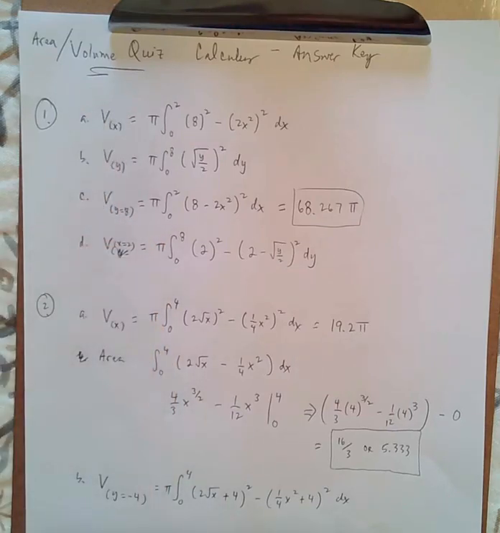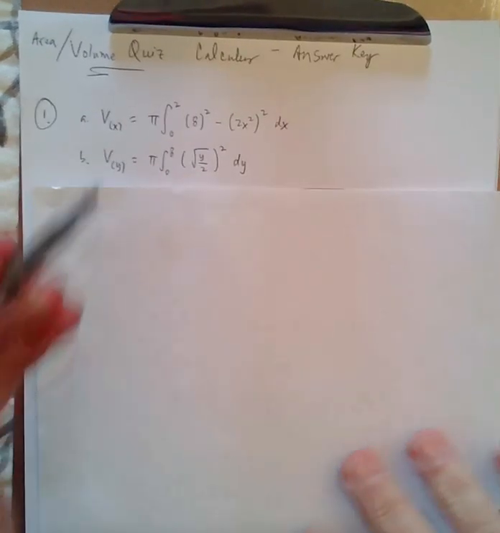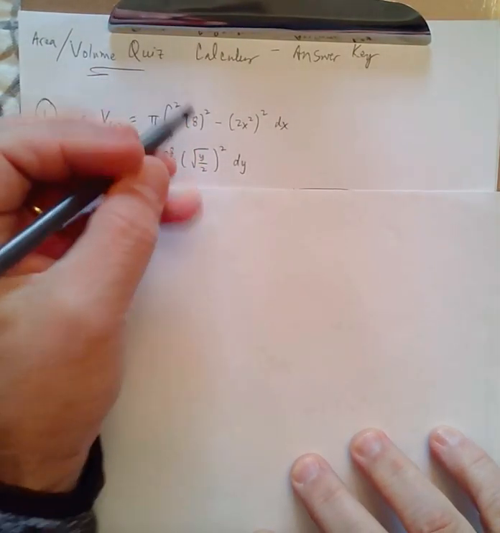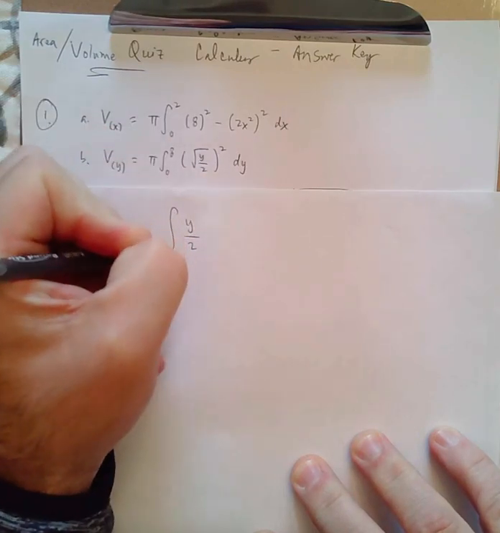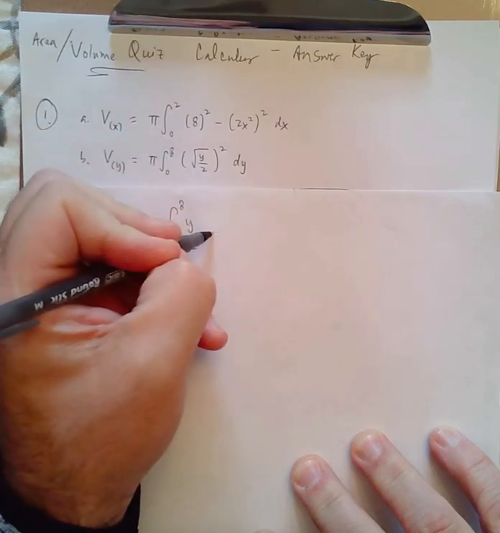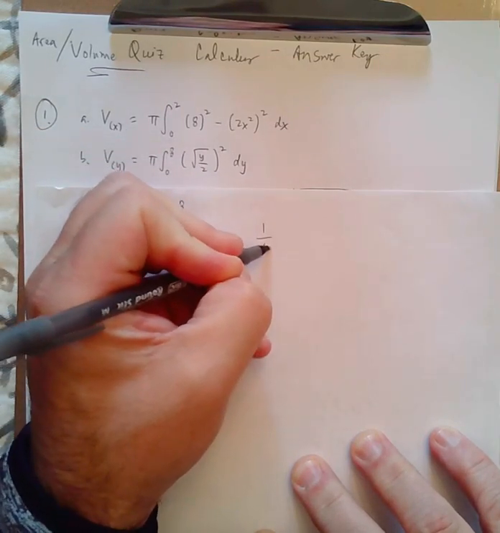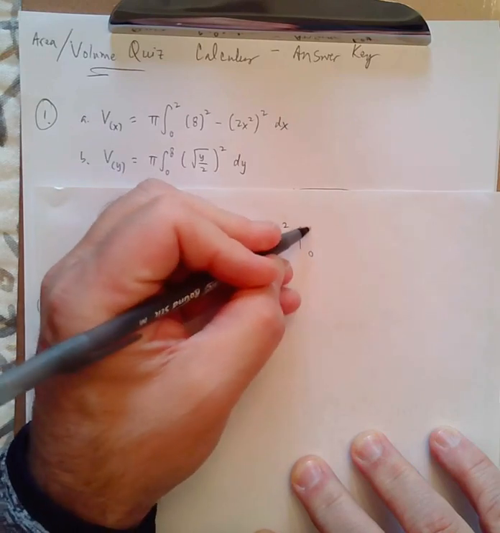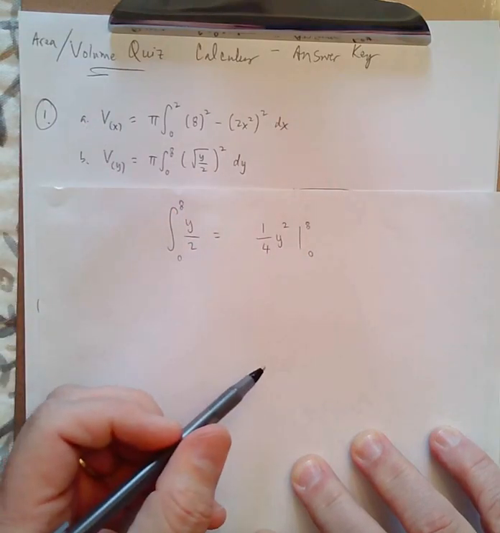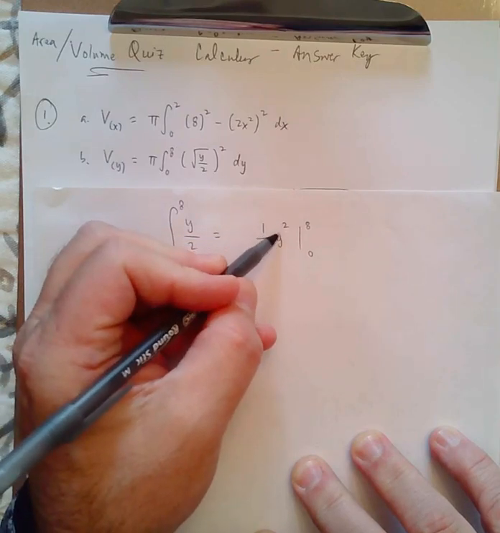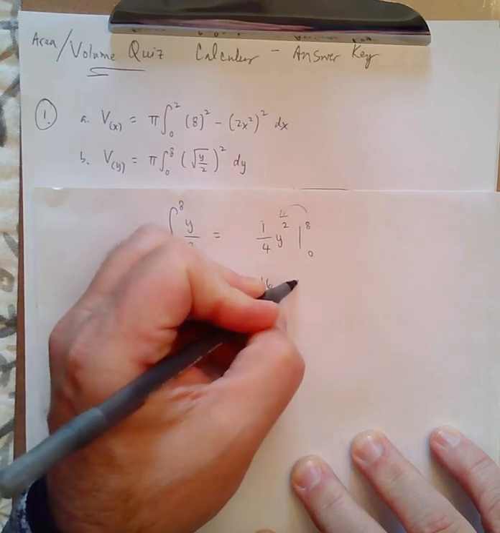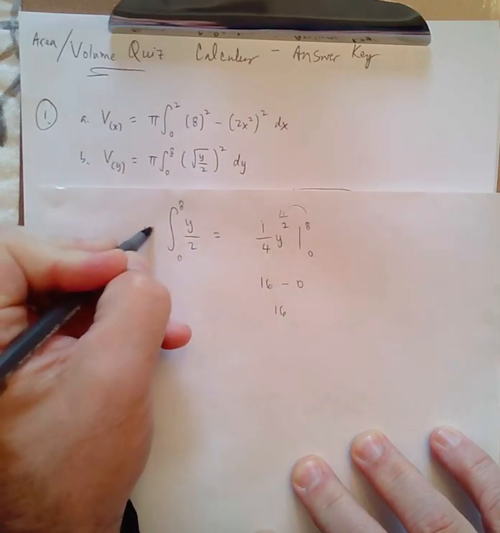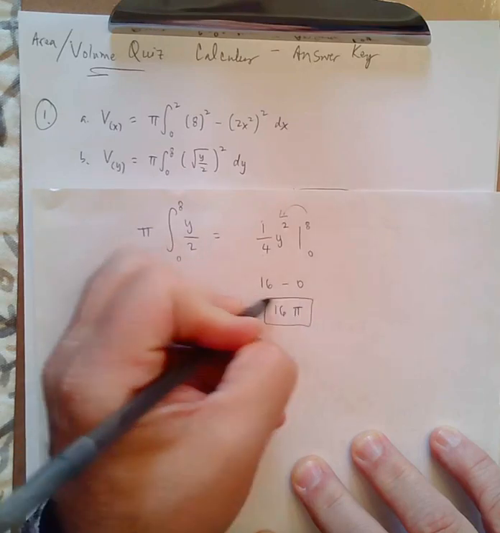So if I'm going to do this without a calculator, the square root of y over 2 squared is y over 2, and the integral of that would be 1/4 y squared from 0 to 8. Okay, and then 8 squared is 64, 1/4 of 64 is 16 minus 0, and then don't forget the pi. That's where you get the answer of 16 pi.